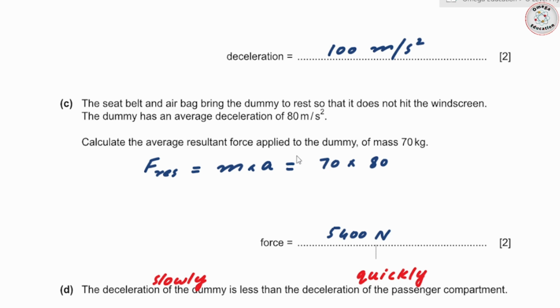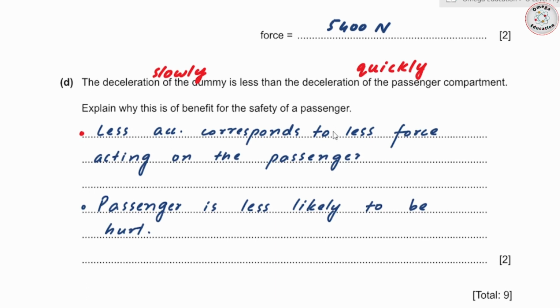Like I said, deceleration of the passenger compartment is 100. Deceleration of the dummy is 80. The higher the deceleration, your change in velocity would be sharp, or your velocity would be decreased quickly. You'll feel a jerk. If your deceleration is slower or less, then your velocity would change slowly. You'll not feel a jerk. You'll not experience a large amount of force. If your acceleration is higher, you'll experience a large amount of force, and that force would produce a jerk on you.